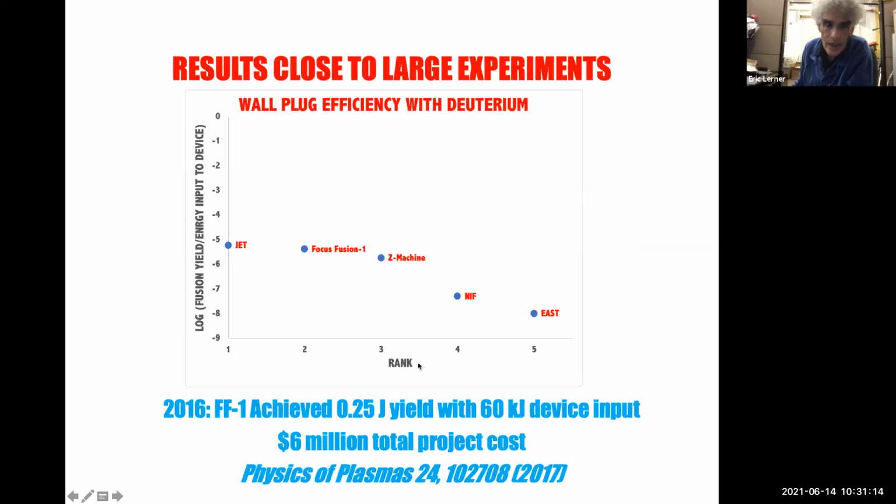So our results were really close in terms of wall plug efficiency with pure deuterium to the large government experiments. This is JET, which is still the record holder in this parameter. This was our Focus Fusion 1 experiment, Z Machine, NIF, and EAST. And obviously, our project cost was a great deal less than any of theirs.